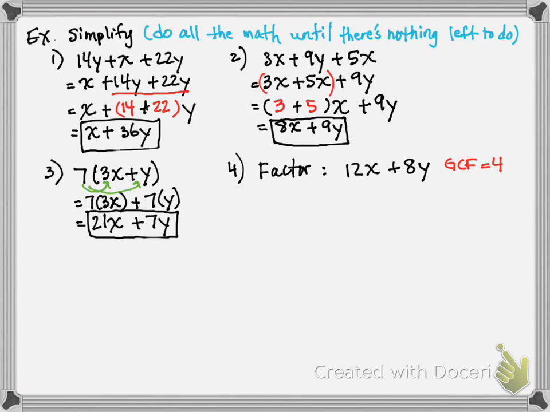All right, so what I'm going to do is divide 4 out of each of these numbers. So when I factor, it's going to be a product of the GCF and the remaining expression. So 12x divided by 4 is 3x, plus 8y divided by 4 is 2y. And there's the answer there.